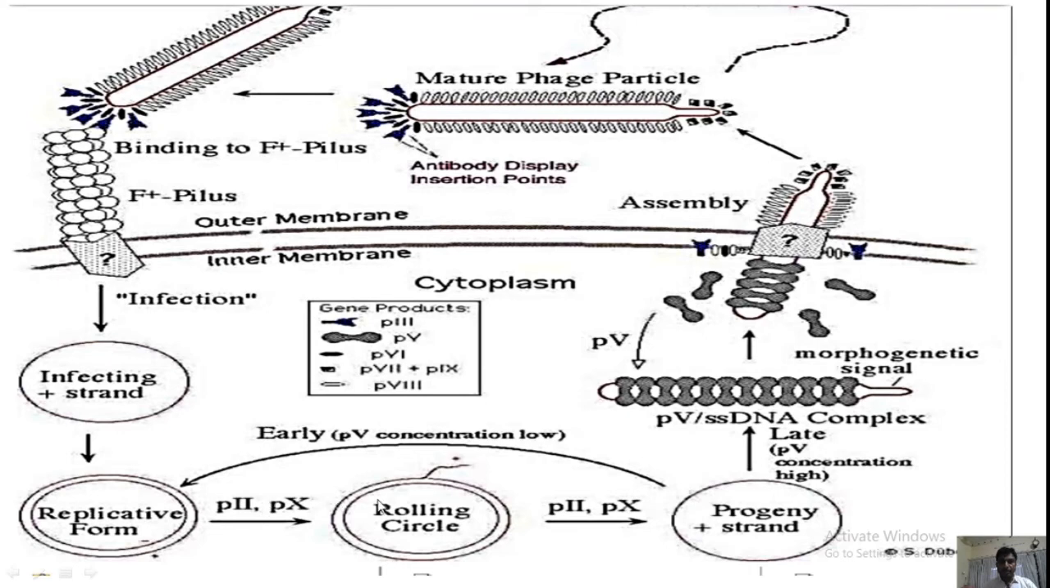Once the gene 2 protein gets elevated, that gene 2 protein may recognize the replicative form and create a cut at the plus strand of the replicative form. The plus strand of the genome means that it is exactly similar to the genome present in the phage, and the complementary strand of the plus strand is the minus strand. So here, once the gene 2 protein gets elevated, it recognizes the replicative form and creates a cut at the plus strand of the replicative form.